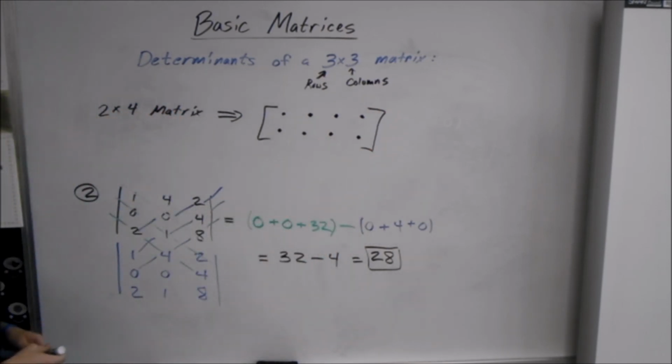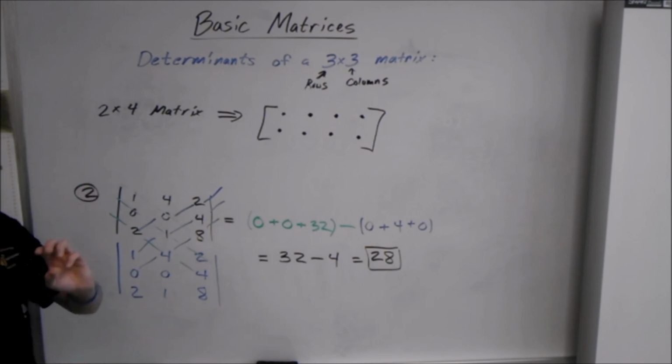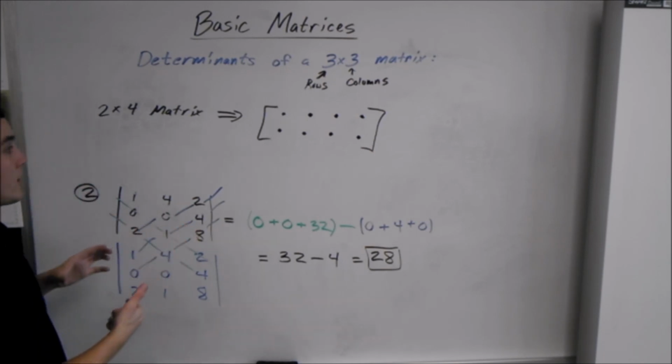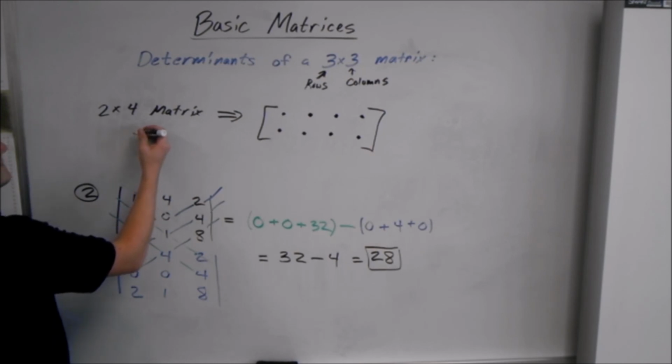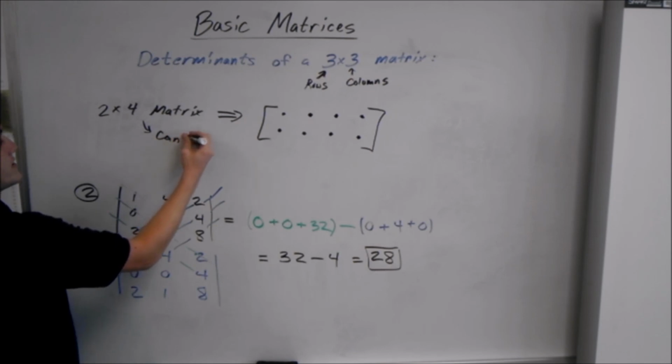But we can actually only take the determinant of a matrix that's a square. So a 3 by 3, a 2 by 2. So we actually can't take the determinant of anything like this.